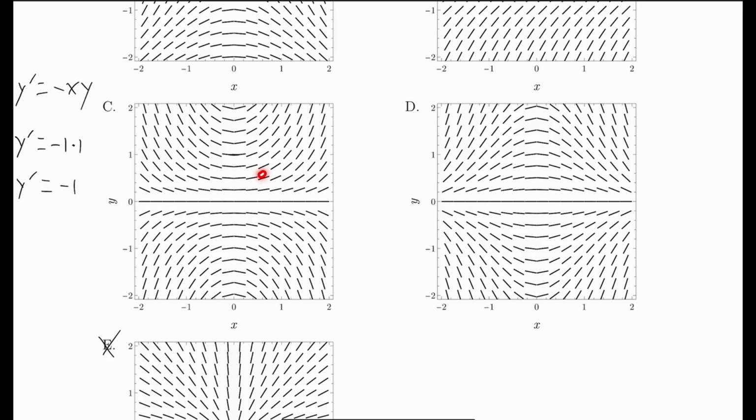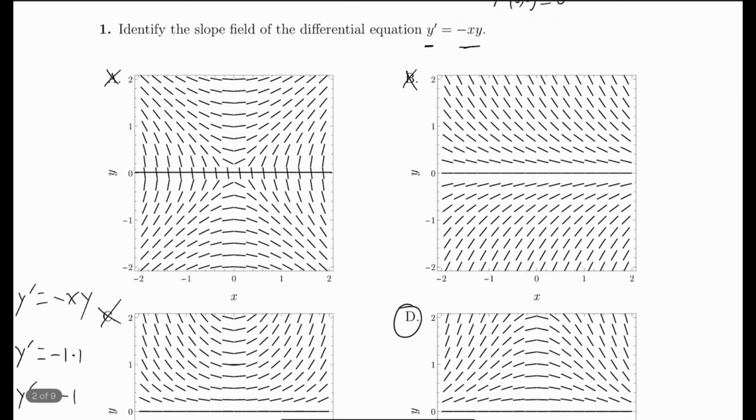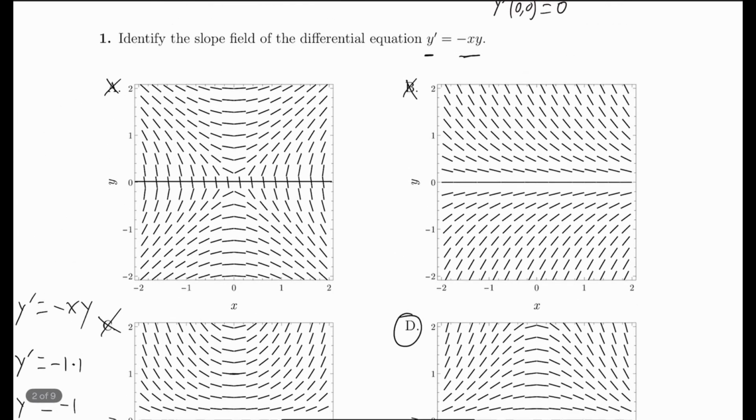We see that in C, we've got a positive slope in the first quadrant, so that can't be right. And we can confirm that in D, we've got a negative slope in the first quadrant, or at (1, 1), so that means D must be our correct answer here. You could go through and check other points in D and make sure that everything comes out to y prime equals negative xy if you want to be sure.